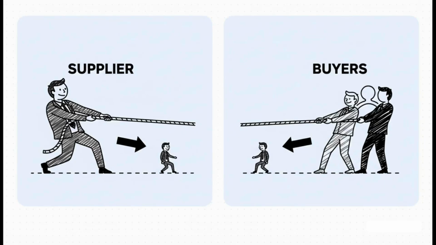And finally, you've got the power of your suppliers and your buyers. It's like a constant tug of war. Suppliers have the upper hand when their stuff is in high demand or when you only have a few to choose from. But on the other side, buyers get a lot more power when they can easily switch to a competitor or if they're huge and you're small.